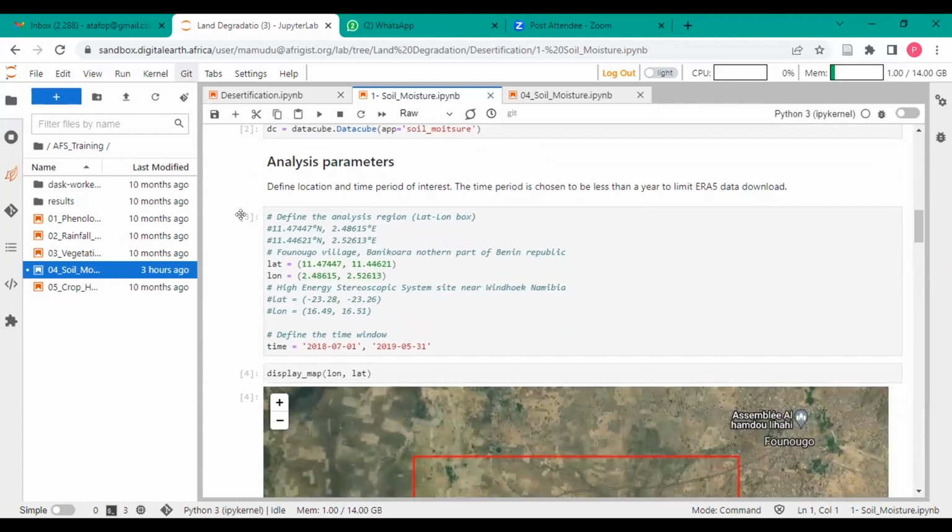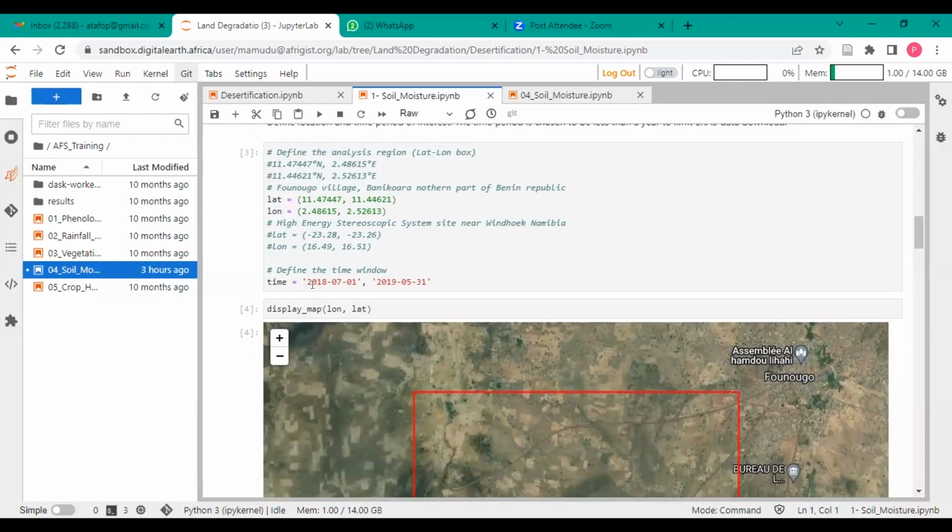And following that, we are now going to define our location. The location we are using for this study is the same one we used when we did the desertification notebook 2 weeks ago and even last week, and is the Funugo village in Banikora, part of northern Benin Republic. The coordinates of the area we're using is given here, the latitude as well as the longitude.